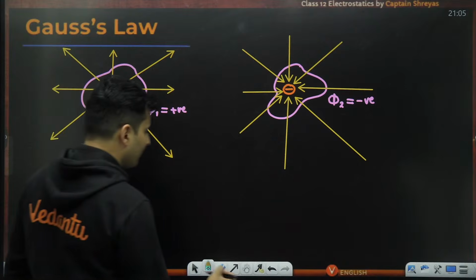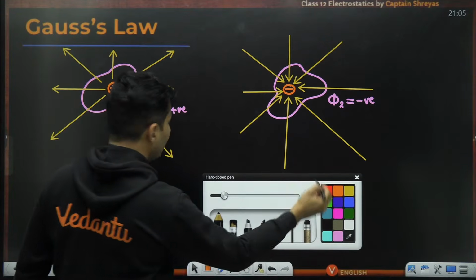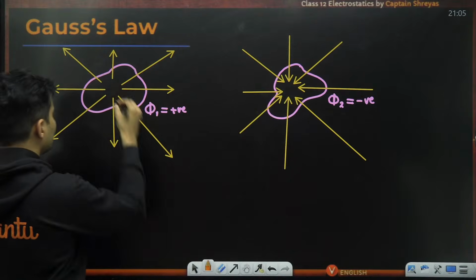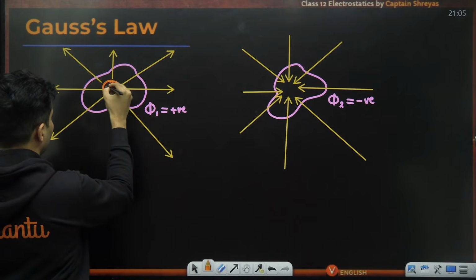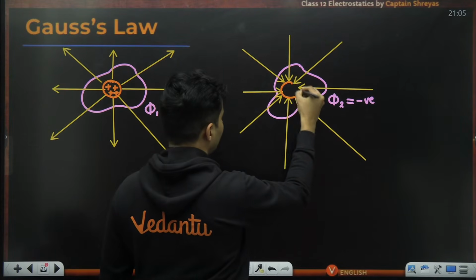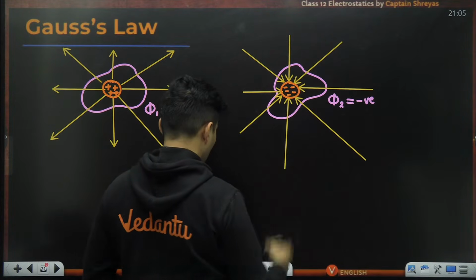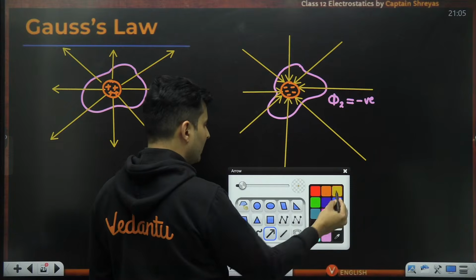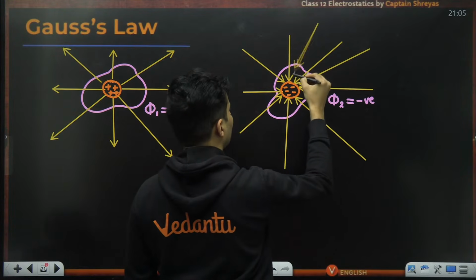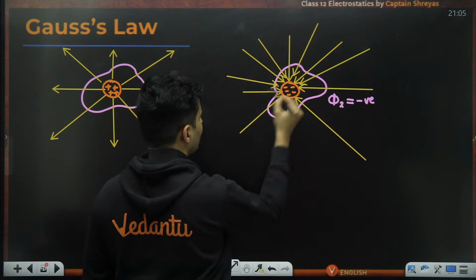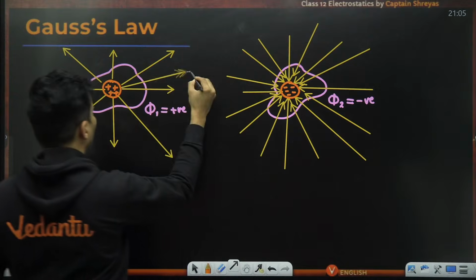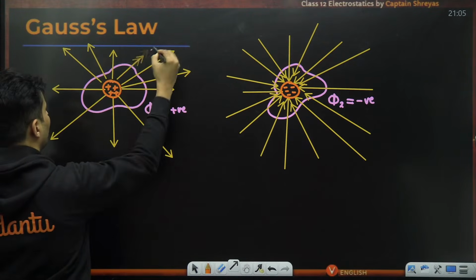Imagine somebody just increased the value of this charge, or somebody just changed the value of this particular charge. Somebody made it more positive. Somebody made this more negative. What will just happen? The only thing that will happen is that the number of field lines will increase, of course. More number of field lines will come because more charge is there over here. So if more field lines come in, more field lines exit out from here.